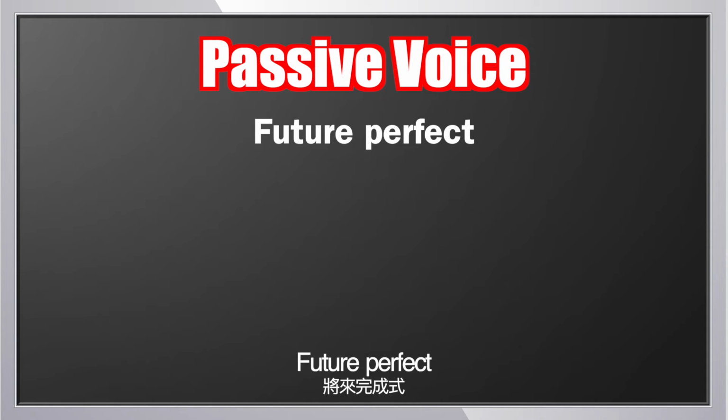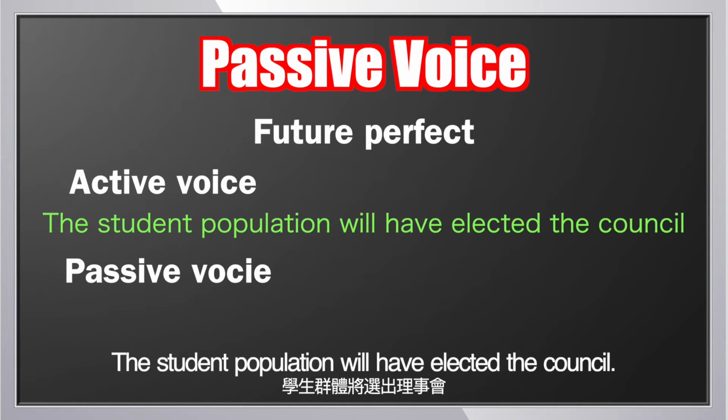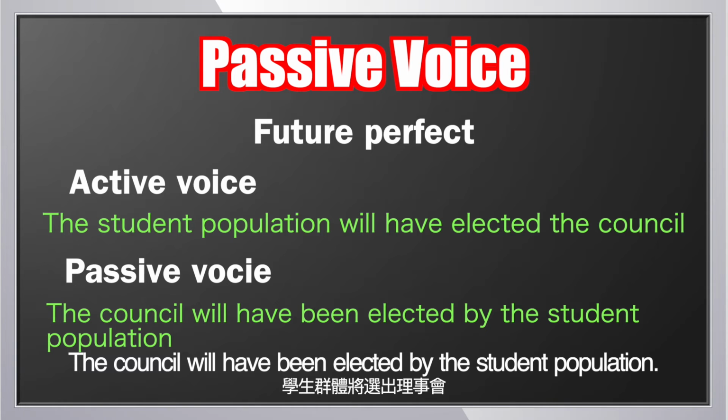Future perfect. Active voice. The student population will have elected the council. The passive form is the council will have been elected by the student population.